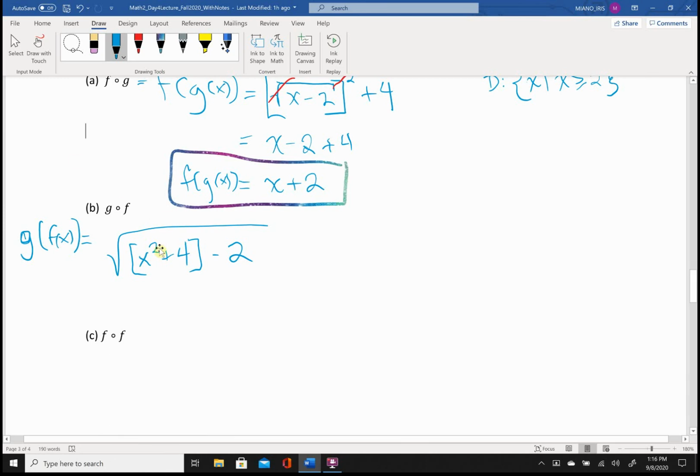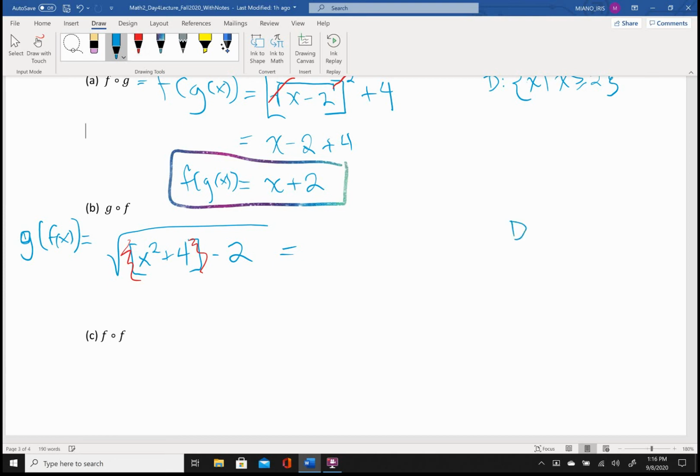Now I need to recognize that I don't really need these brackets anymore, and I could just combine like terms for the constants. Oh, and also, as far as the domain, that might be a good thing for us to do before I do any simplification.